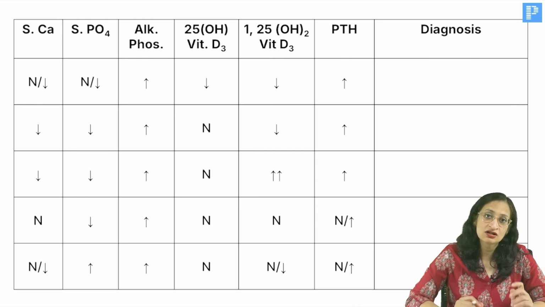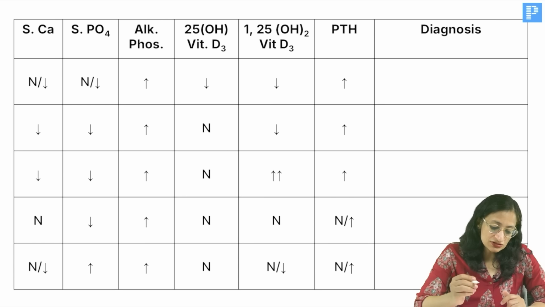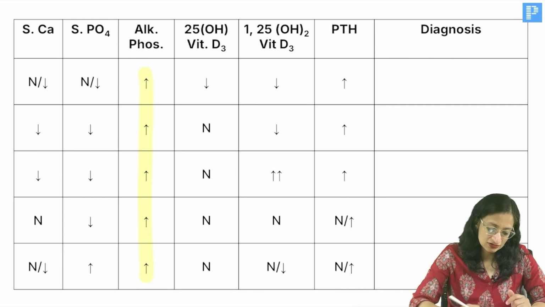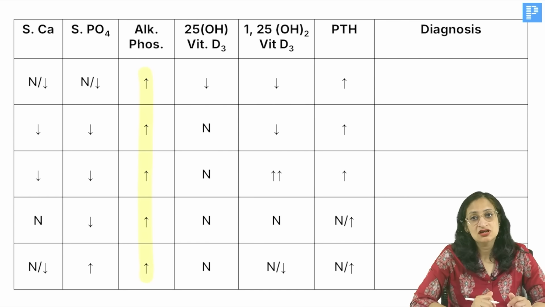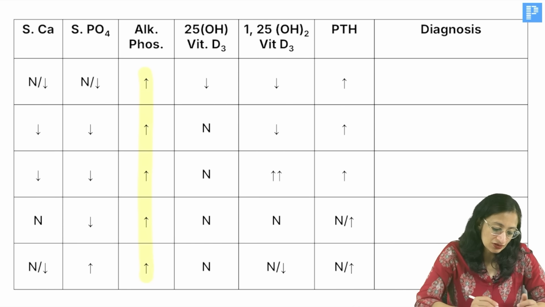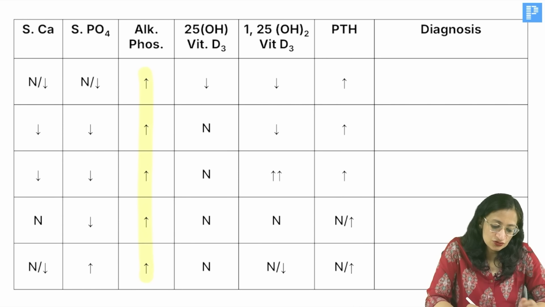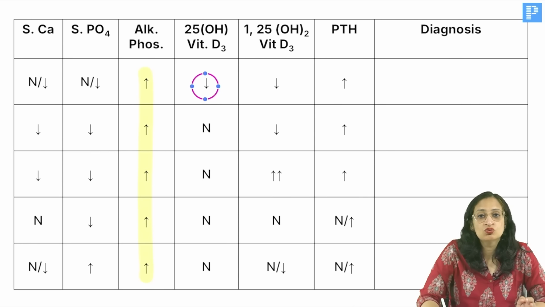Okay, let us try a few simple situations that can come. First thing that you see is that in all cases of rickets, the alkaline phosphatase level is high. Clear? Okay, it is high. Now, if serum calcium is normal or low, phosphate is normal or low, but the 25 hydroxy vitamin D3 level, or the vitamin D3 level, is low.